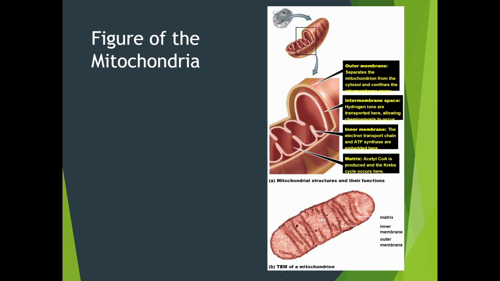And we can see what it actually looks like. So this is kind of an illustration. And down here at the bottom, we have a transmission electron micrograph of a true mitochondrion. So we can see outer and inner membrane, matrix, and intermembrane space. All locations you need to know for the mitochondria.